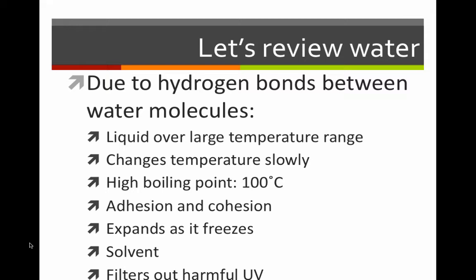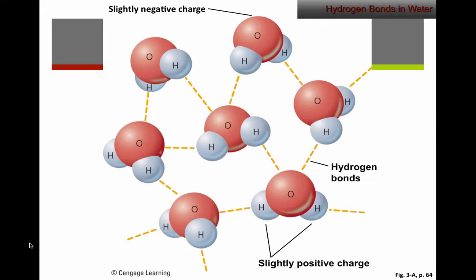Adhesion and cohesion are very important in the water cycle. It also expands as it freezes, which makes the icebergs, which will flow on top of salt water. It's also a solvent. A lot of things dissolve in water, and it filters out harmful UV radiation. Okay, so here's a good picture of the water molecule and how it has hydrogen bonds by the slightly negative end of the oxygen being attracted to the slightly positive end of the hydrogen.